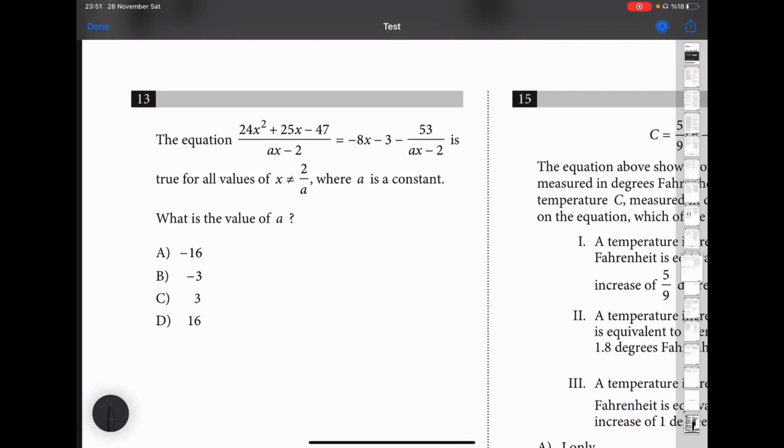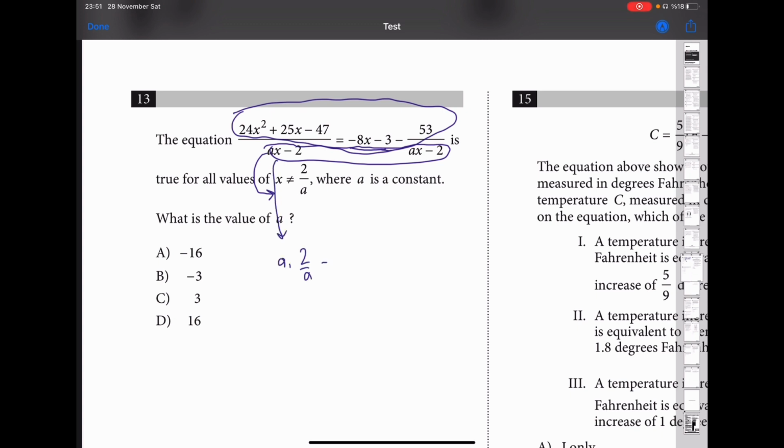The equation shown is true for all values of x not equal to 2 over a, where a is a constant. What is the value of a? Okay, I see that the denominators are the same here and here. So why not write them with a common denominator, and then the numerators should be the same. Why? Because the question told me that x is not equal to 2 over a, which is critical, because if x were 2 over a, then a times 2 over a minus 2 would be 0, and these things would blow up, and we couldn't solve the equation in that case, right?